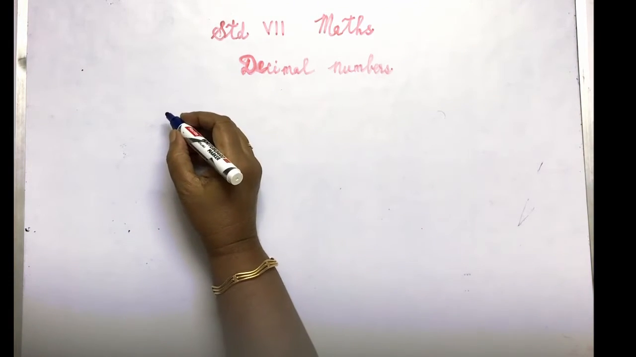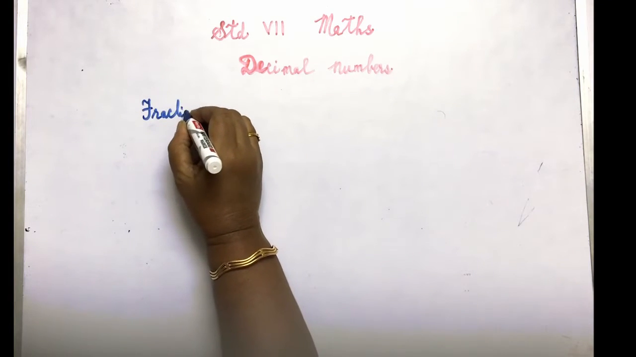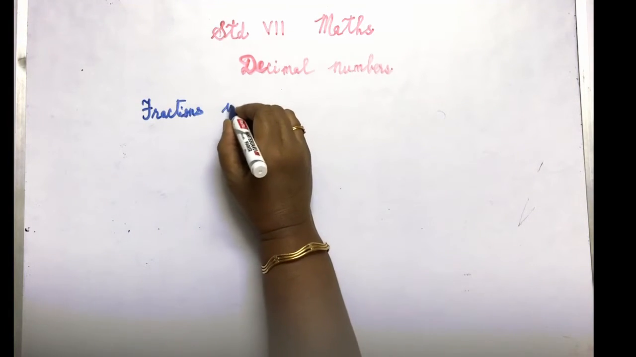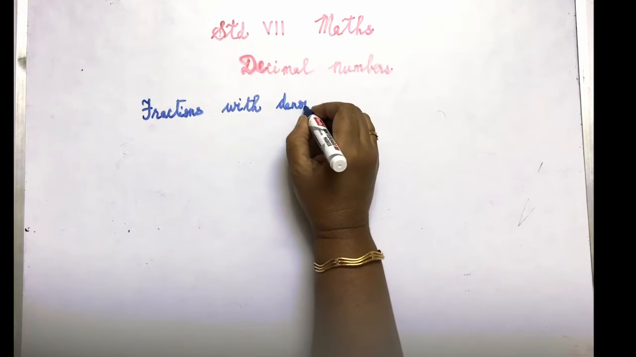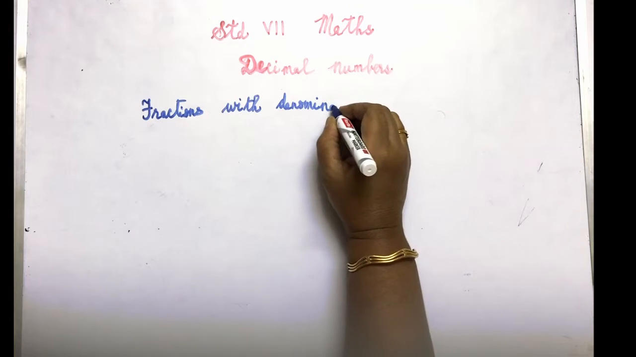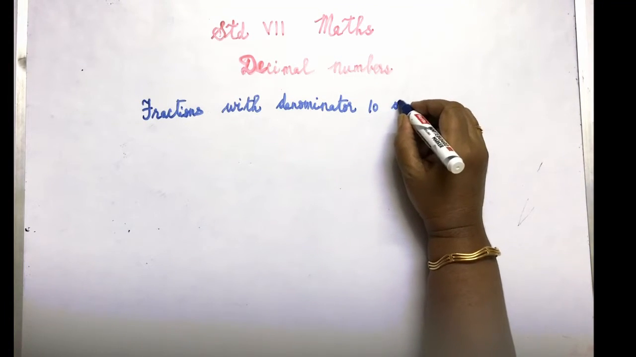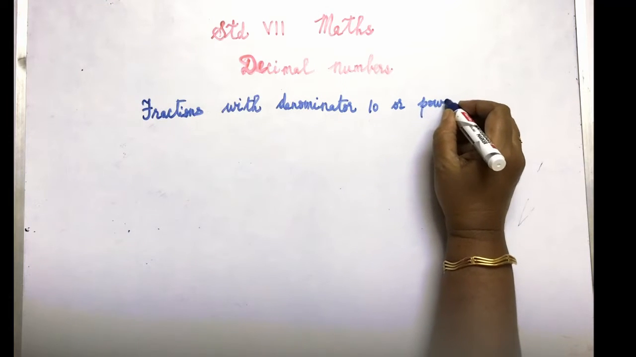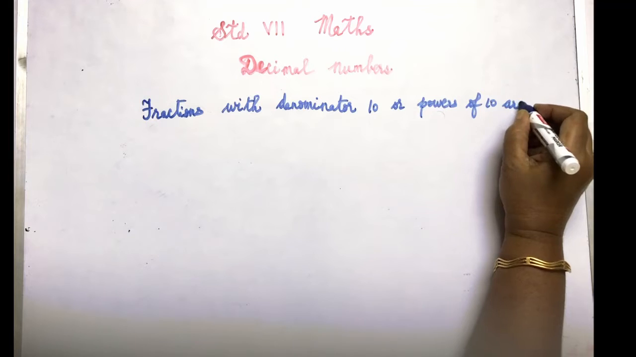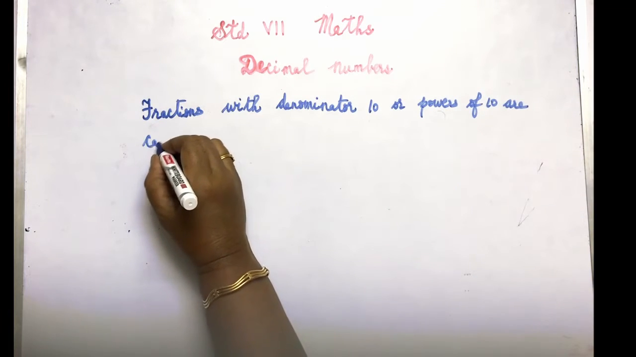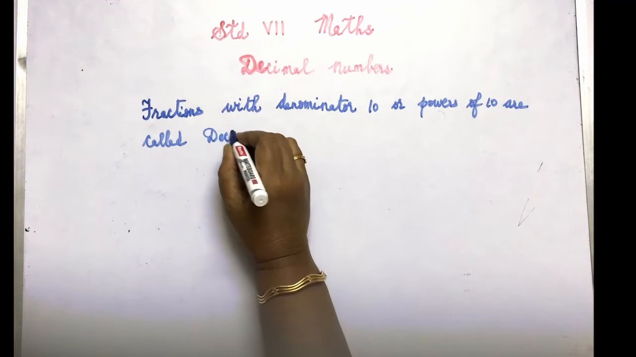Now let's see what are decimal numbers. Fractions with denominator ten or powers of 10 are called decimal numbers.